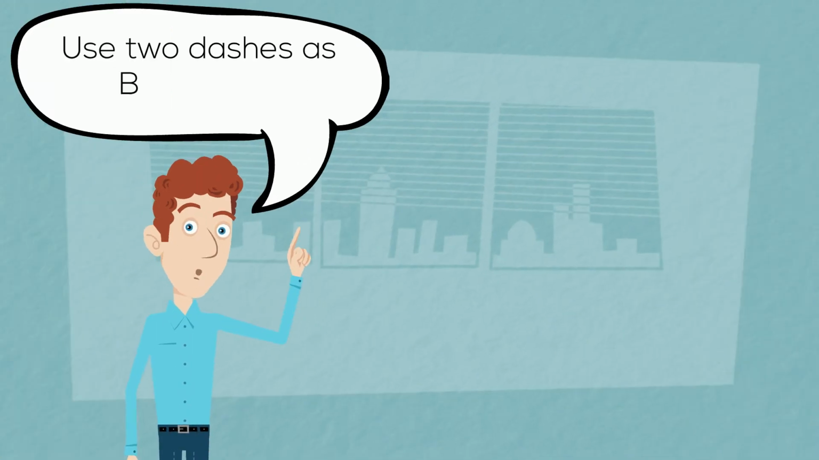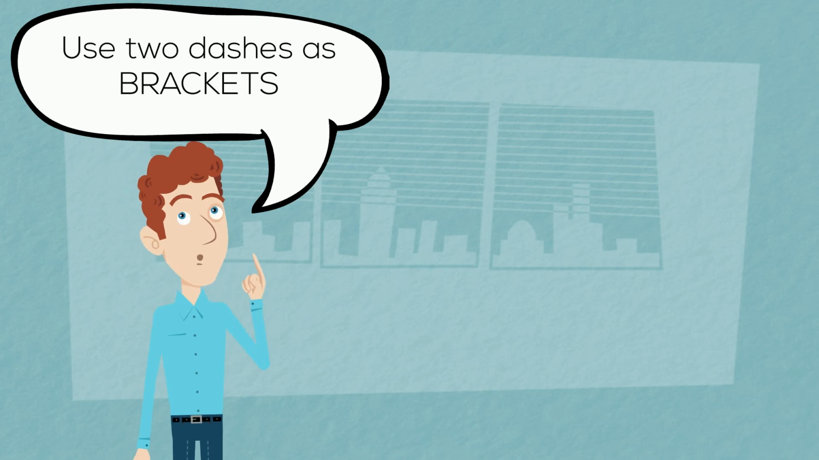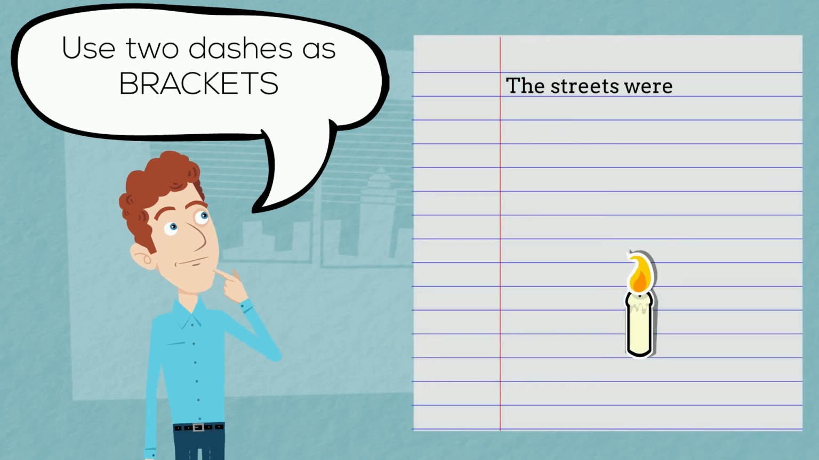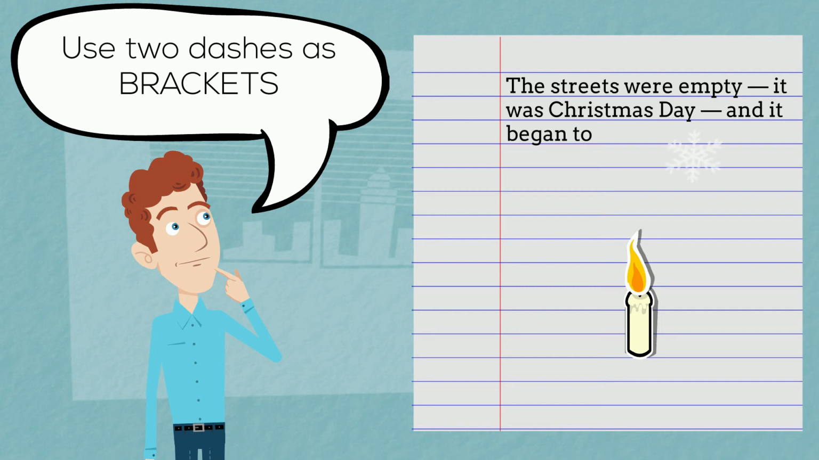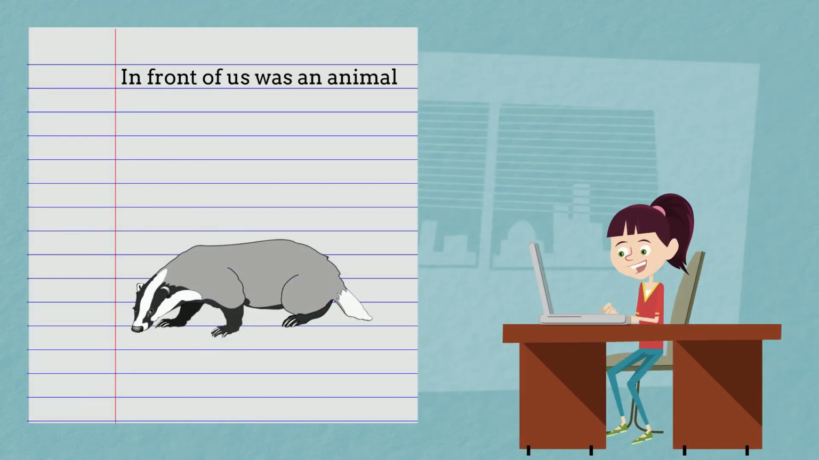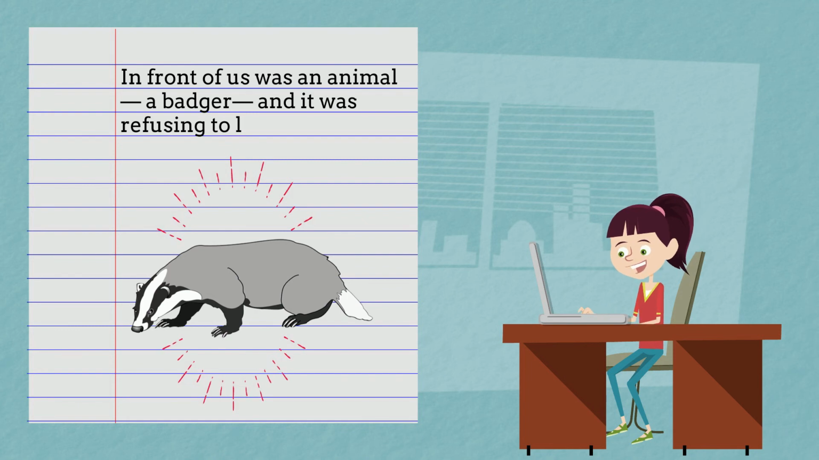Use 2 dashes as brackets. Putting something in brackets can sometimes make the reader feel that information is less important. If you would like to draw the reader's attention to what's in the brackets, then instead of brackets, use dashes. The streets were empty. It was Christmas Day, and it began to snow. In front of us was an animal, a badger, and it was refusing to leave the path.